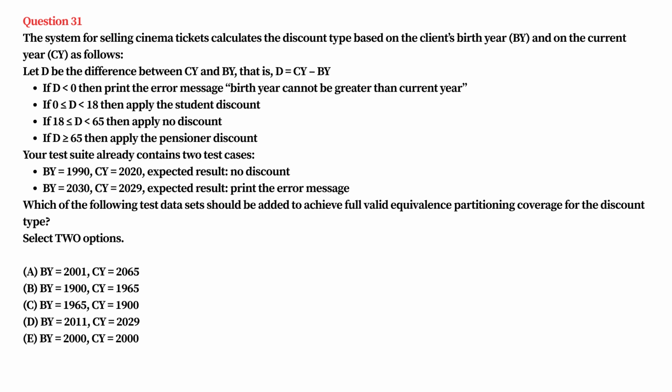Answer C is not correct. Current year minus birth year equals minus 65, so these inputs correspond to the already covered error message partition. Answer D is not correct. Current year minus birth year equals 18, so these inputs correspond to the already covered no discount partition. E is correct. Current year minus birth year equals 0, so these inputs correspond to a partition that is not yet covered. Student discount.